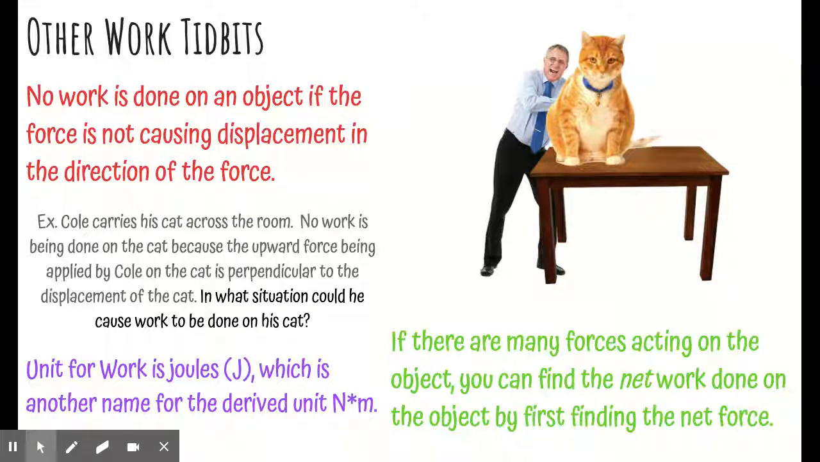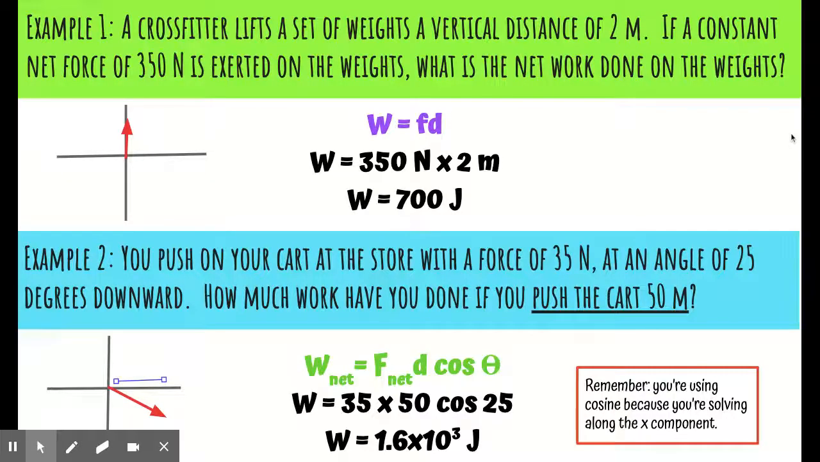So if there are lots of different forces acting on the object, you can find the net work done on the object by first finding the net force. Okay, so everything we did last unit, in unit 3, that was all force work. So don't forget those formulas, don't lose them, because you will still be using these occasionally. If you have a situation where the net force is not known, but you have other information, you can refer back to unit 3, pull out some of those formulas, find the net force, and then move on to calculating work. So here are some examples.